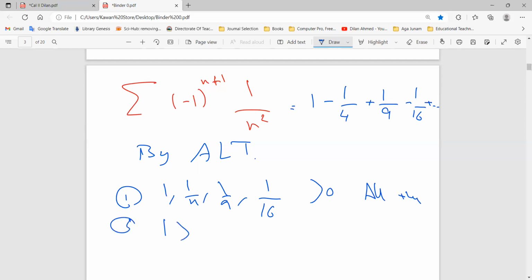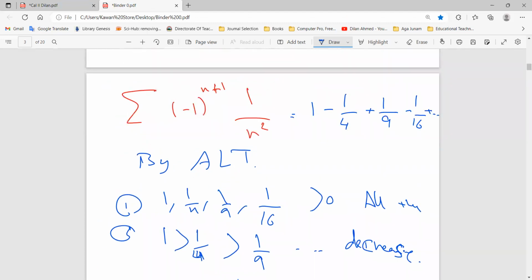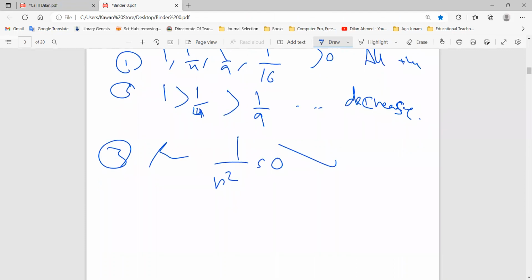Okay, second, it's true. Do you think 1 over 9 is less than 1 over 4? Of course. And go on. So it decreases. Number 3. Where's U_n? Show me. Good. The limit equals 0, 100%. So it converges. So we showed this example in the previous lecture by the absolute value test, and now by the alternating series test. Understood?